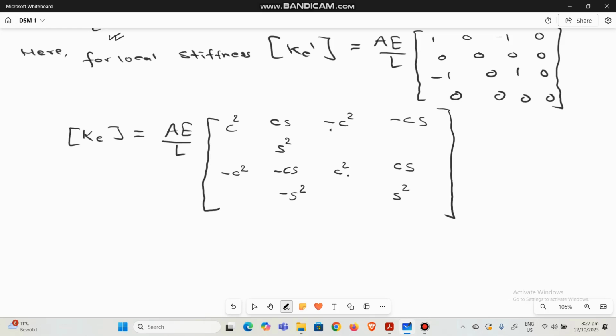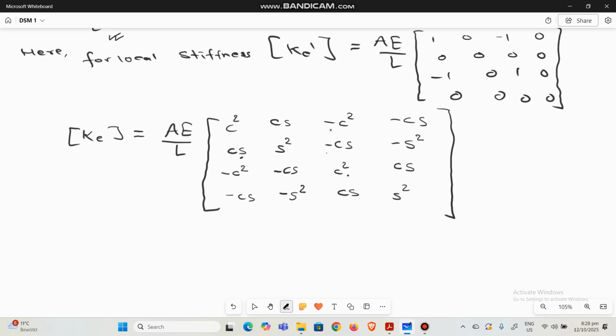And then since here is minus cs, here it would be positive cs. And since here is s square positive, here it would be negative. So in one direction it's positive, and in another direction it's simply negative. So c square, cs, similarly here c square, cs, minus c square, minus cs. So minus c square, then minus cs, because here is positive cs, here would be minus, and then here would be positive.